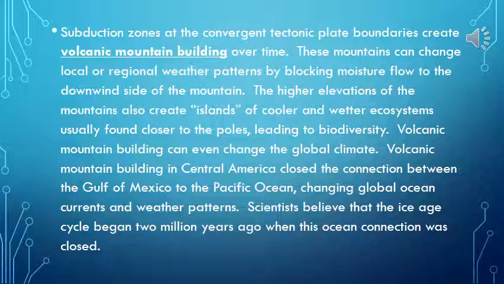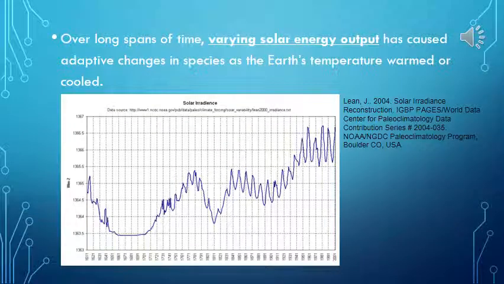Volcanic mountain building can even change the global climate. Volcanic mountain building in Central America closed the connection between the Gulf of Mexico and the Pacific Ocean, changing global ocean currents and weather patterns. Scientists believe that the Ice Age cycle began 2 million years ago when this ocean connection was closed. Over long spans of time, varying solar energy output has caused adaptive changes in species as the Earth's temperature warmed or cooled.